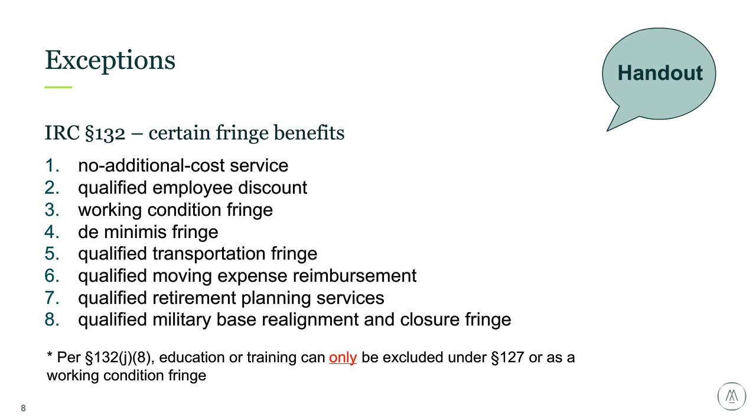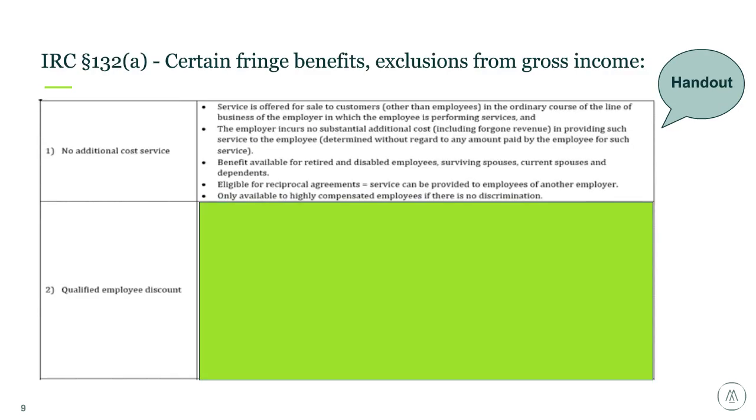So I occasionally have schools that try and use the no additional cost service or, say, a qualified employee discount or a de minimis type argument. The code specifically says you can't do that. You've either got to fall under 127, which you can look in your materials at the table on what is required to take advantage of that, or under the working condition fringe. So with that, we'll get into a bit more detail. This is a picture of the table. As I said, it's very hard to read on screen, so I refer you to your materials so that you can see it in more detail.